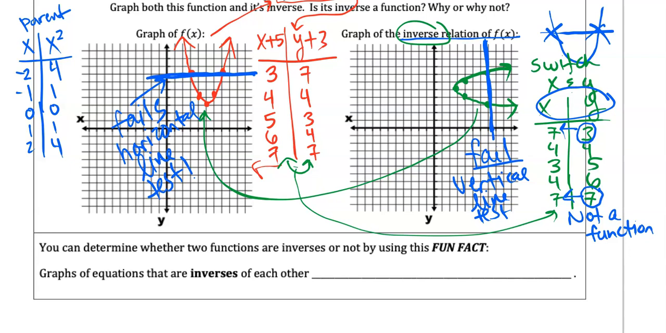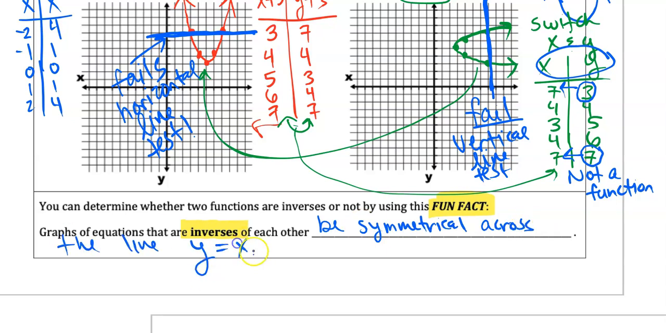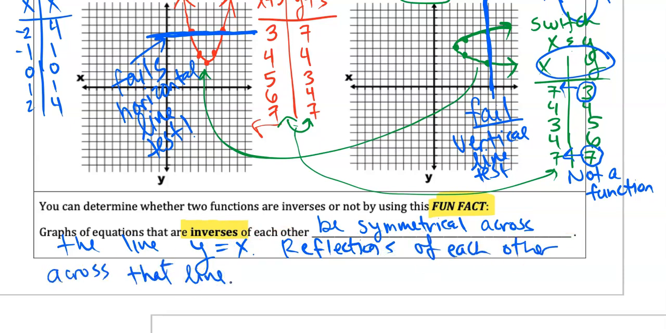Now, before we actually get into the examples, I want to give you this fun fact: graphs of inverses are going to be symmetrical across the line y equals x. So they're reflections of each other across that line. It makes for some very pretty pictures, but it's also another way for us to decide if two functions are inverses of each other or not, because if they are, they have to have this symmetry around the diagonal line y equals x.